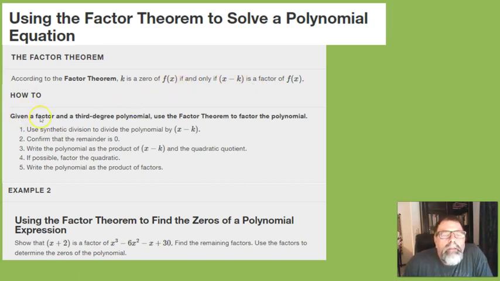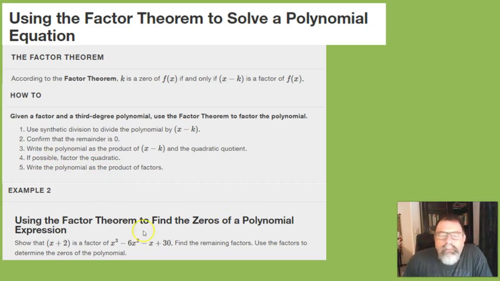So how to: given a factor and a third degree polynomial, use the Factor Theorem to factor the polynomial. We're going to use synthetic division to confirm that the remainder is 0. If the remainder is 0, that means x minus k is a factor. And then the quotient from that synthetic division will be the other factor. And if possible, factor that quadratic. Then write the polynomial as a product of factors.